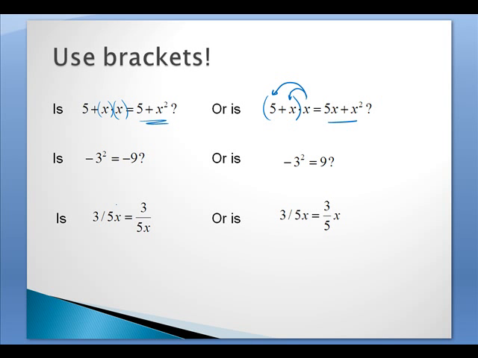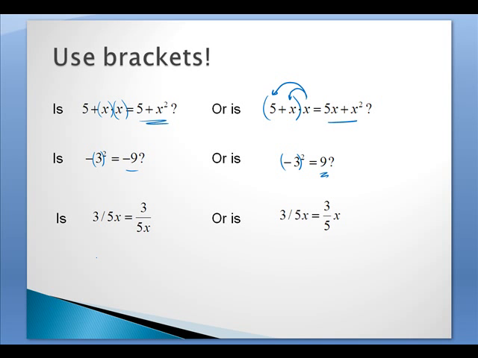Now the same idea here for negative 3 squared. Is it equal to negative 9, or is it equal to positive 9? Well, if we were to just use brackets, then we would have less of a confusion here. On the left-hand side here, if I had brackets around the 3, then that would represent negative 9. You're just squaring the positive 3, but there's still a negative out here. Now on the right-hand side, if I had brackets around the entire negative 3, and I square that, well, negative 3 times negative 3 is indeed positive 9.